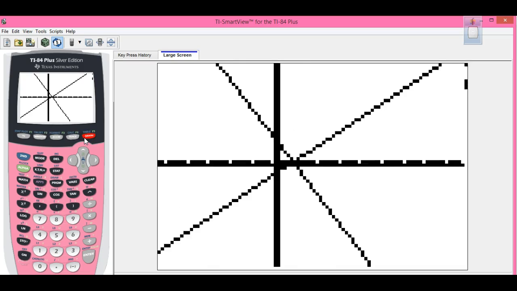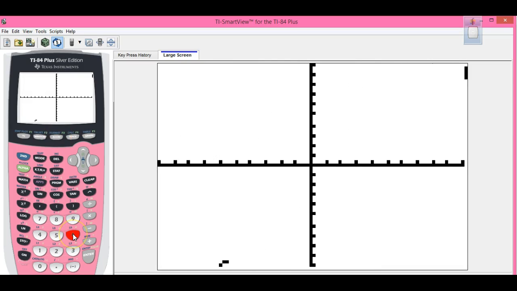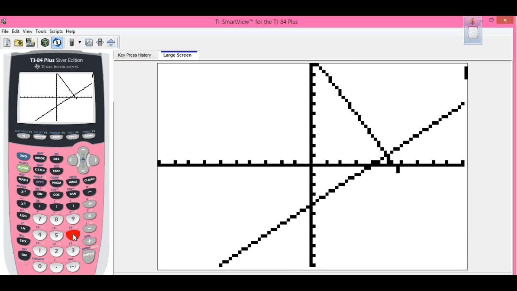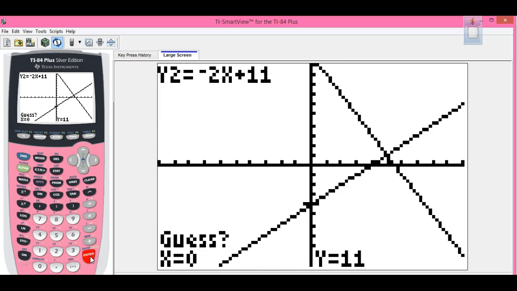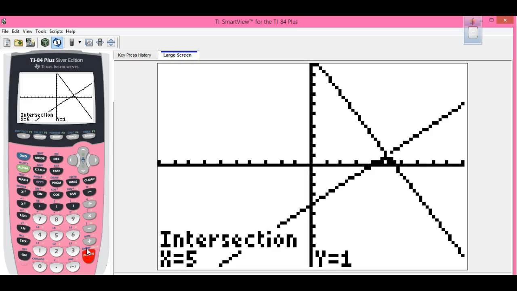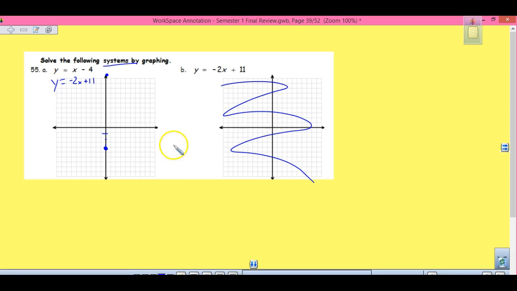My graph is messed up, so I hit zoom 6 to get a better look. Then how do I figure out what point that is? Second trace, 5. Enter, enter, enter, so that it tells me my intersection is 5, 1. Make sure some of you aren't forgetting to write what your intersection is next to your problem. You must do that. So 5, 1 is 1, 2, 3, 4, 5, 1. It's my intersection point. Now I can connect dots.